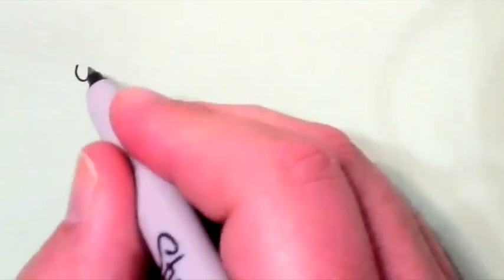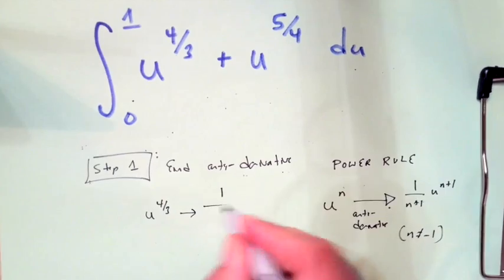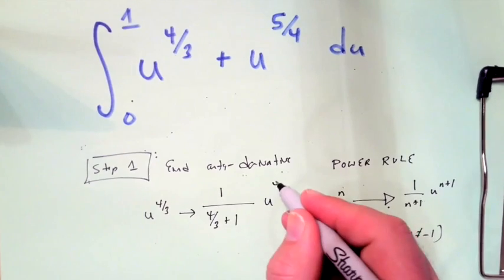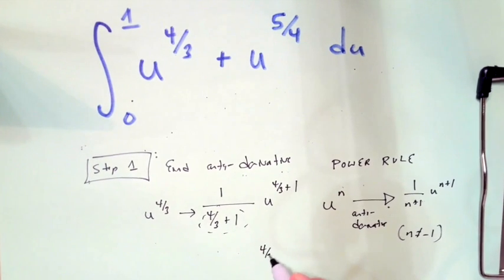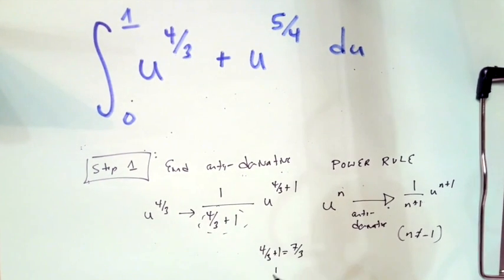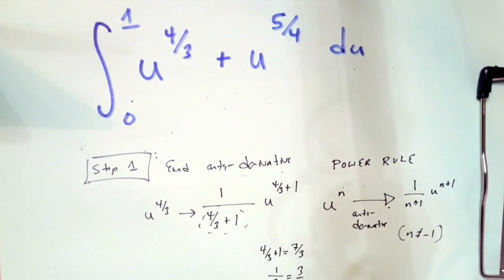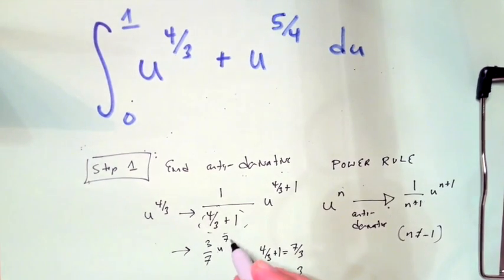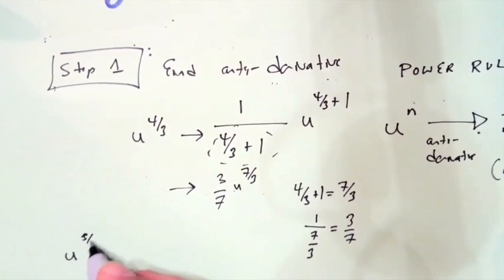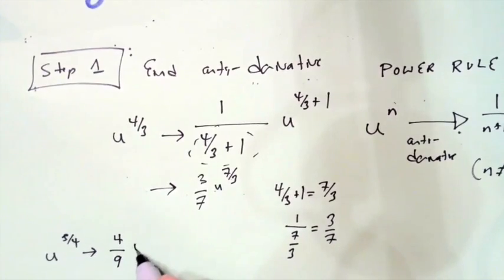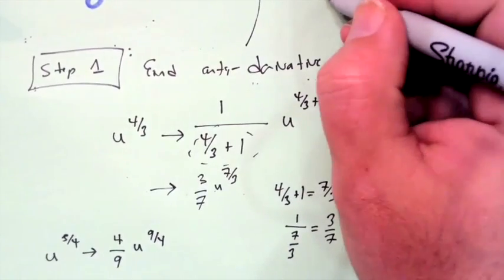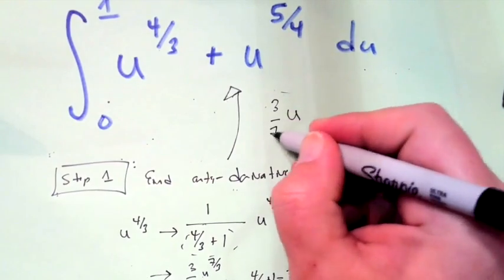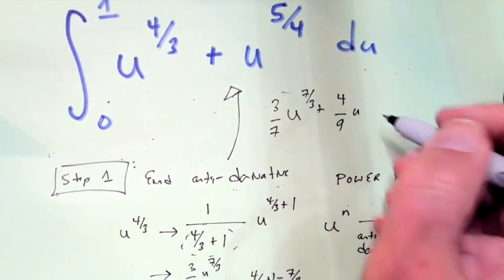So let's keep going. What that means is u to the 4/3 will become 1 over 4/3 plus 1 times u to the 4/3 plus 1. And I'm going to need to simplify this a little bit. Let's look at 4/3 plus 1. 4/3 plus 1 is equal to 7/3. 1 over 7/3 is equal to 3/7. So this u to the 4/3, when I take the antiderivative, becomes 3/7 u to the 7/3. Similarly, u to the 5/4 becomes 4/9 u to the 9/4. So the antiderivative of u to the 4/3 plus u to the 5/4 becomes 3/7 u to the 7/3 plus 4/9 u to the 9/4.